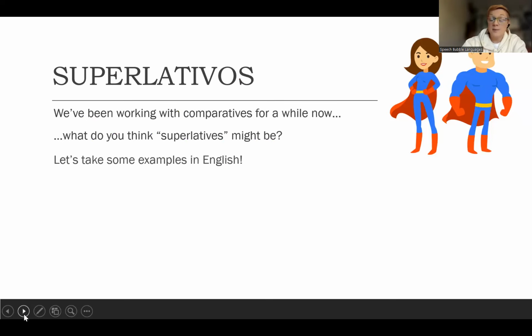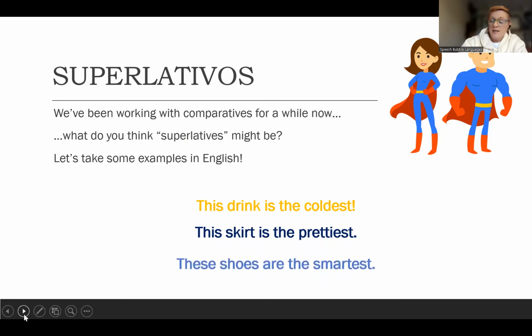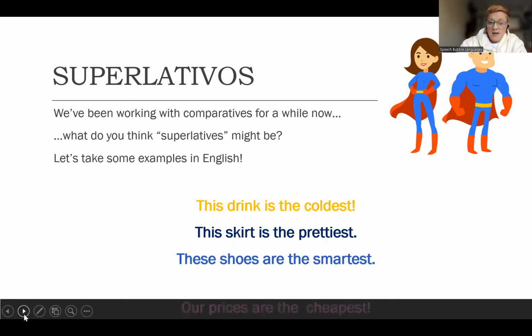Why don't we take a look at some of them in English? So here we have some superlatives in English. This drink is the coldest. This skirt is the prettiest. These shoes are the smartest, and our prices are the cheapest.